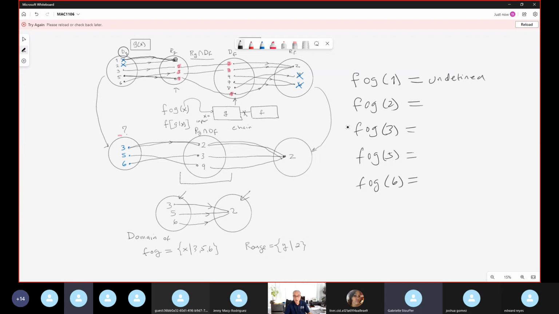Okay. Likewise, at 2 it is undefined. However, for 3, 5, and 6, you follow the path, or you see more clearly here, the only value that you have in this range: 2, 2, 2. End of the story.